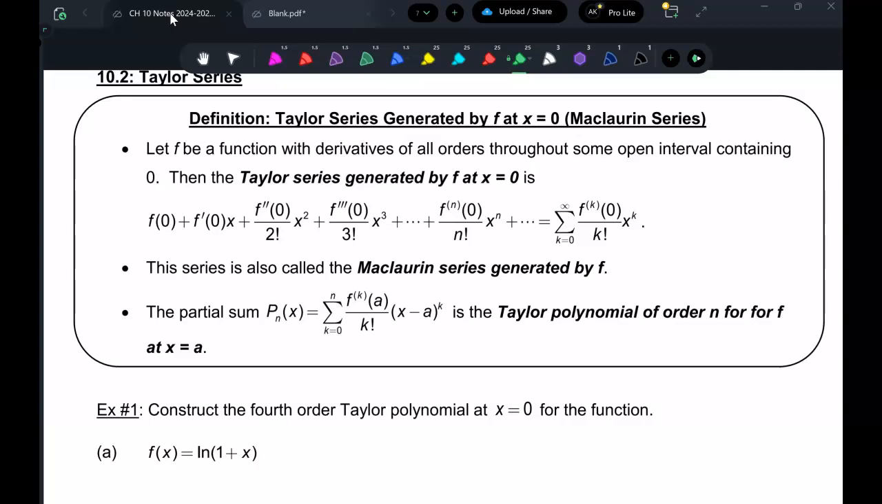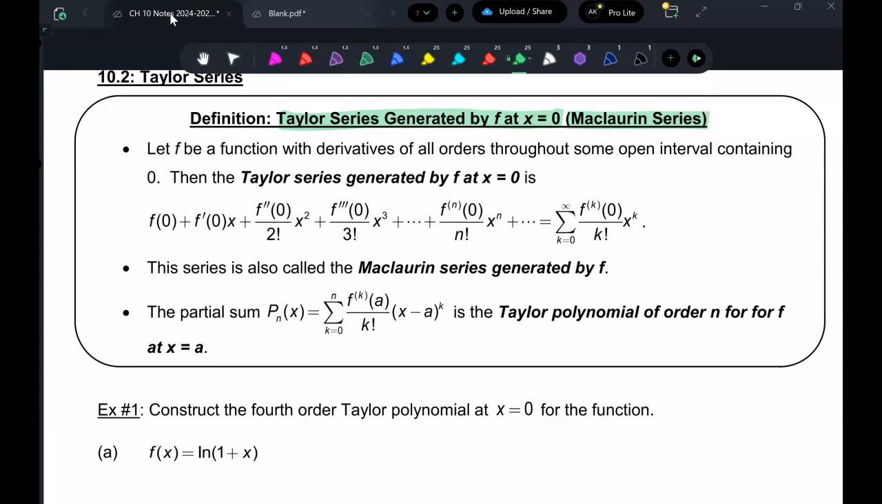Okay. So we're going to start off with Taylor series starting at x equals 0. Anything where the center is at x equals 0, we call that a Maclaurin series. Is that like a type of Taylor series? Yeah, it's like a subcategory. A Taylor series is anything that is centered at x equals a, whereas the Maclaurin is specifically where a is equal to 0.